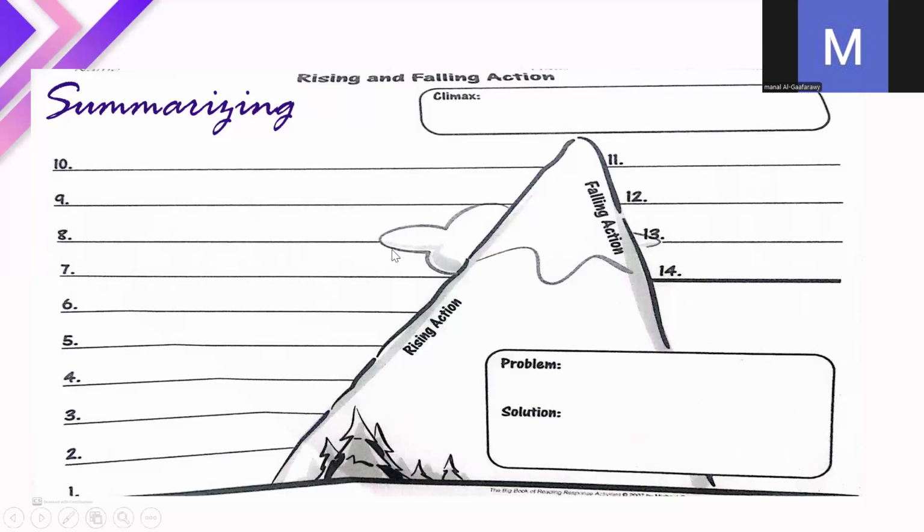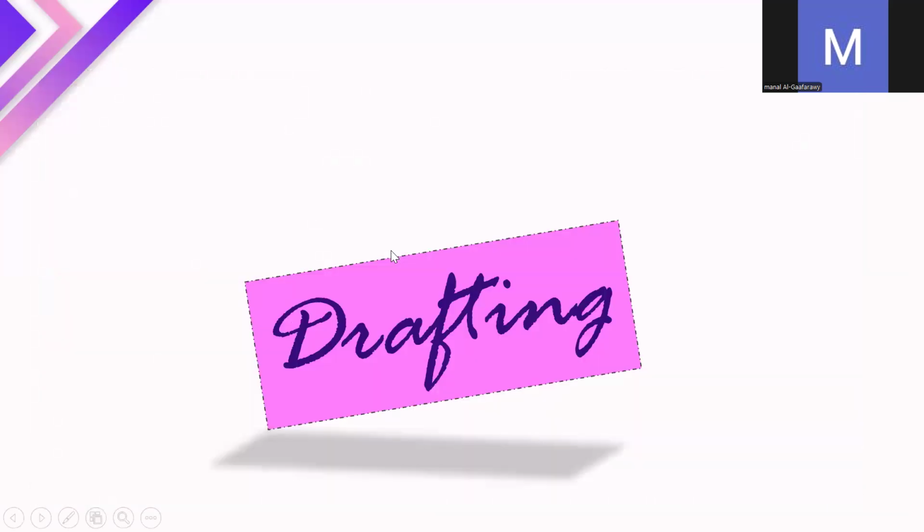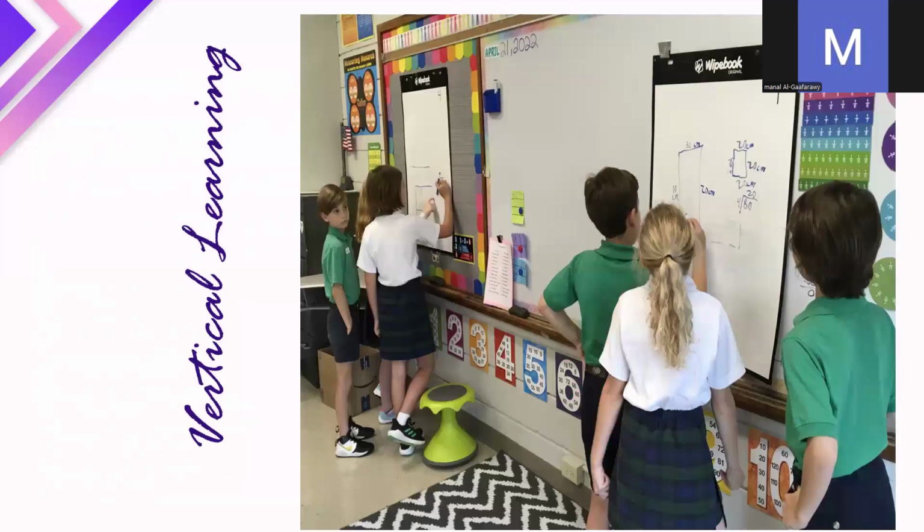Okay, and then we move on to the second stage, which is using the ideas students came up with at the inventing stage and creating a text at the drafting stage. Here are some activities to help your students do that in an interesting way. One activity is vertical learning. And from its name, vertical means that students do the activity while standing, unlike the traditional way of doing activities at desks and on papers horizontally.